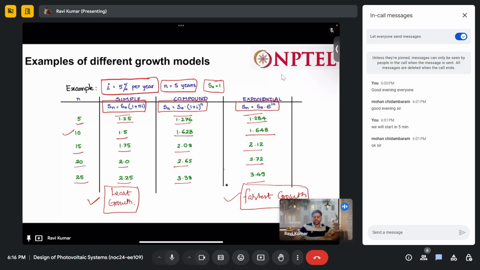So there are two things which work. Let's say you are buying something. Let's say you are buying a TV, and you have some amount and you put it into the bank. So the amount will increase with some interest.